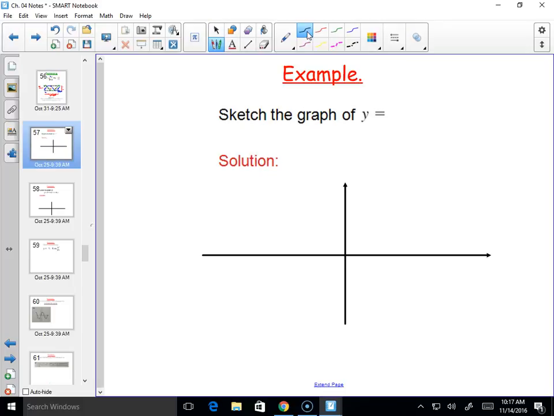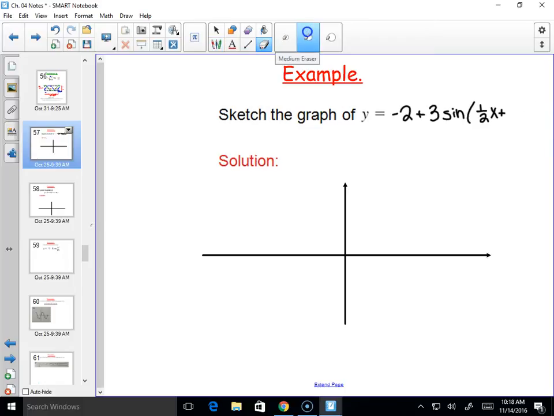Okay, let's make him -2 plus 3 sine of 1/2 x plus... let's do plus 1. Let's not do plus 1. Let's do plus.